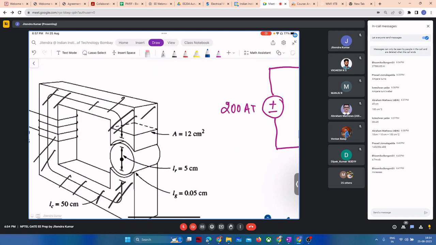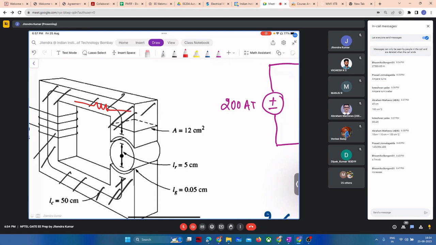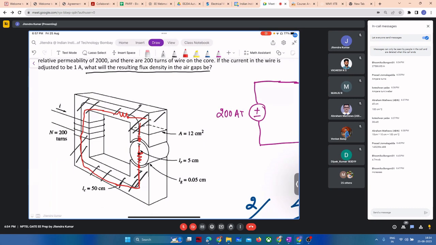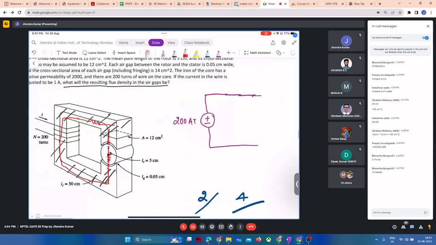Let me explain it to you. As Vignesh has also explained, one reluctance will correspond to this core. Another reluctance will correspond to the first air gap, which is facing, and the other reluctance corresponds to the rotor. So this will be third, and the fourth reluctance will correspond to this air gap again, which will be completed via this path. I hope everyone has got it. Yes, sir. Great, great.